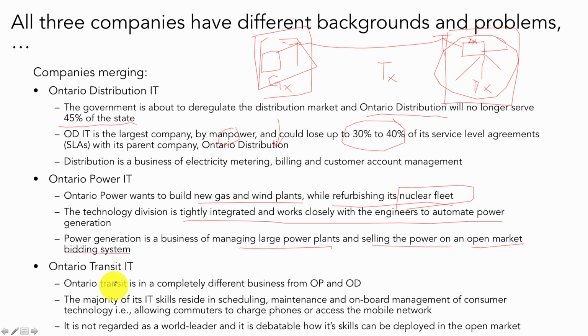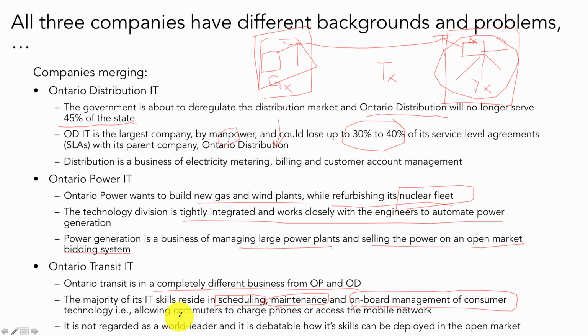Ontario Transit is a completely different business. The IT skills needed to run a transit business refer to the scheduling of trains, cargo, buses, maintenance of those assets, and obviously the onboard management of consumer technology. For example, allowing consumers to access the internet on a train. Remember, this is 2001. This technology is still very young and expensive.